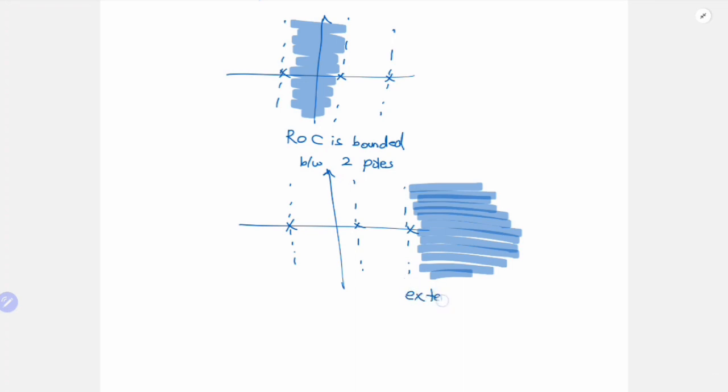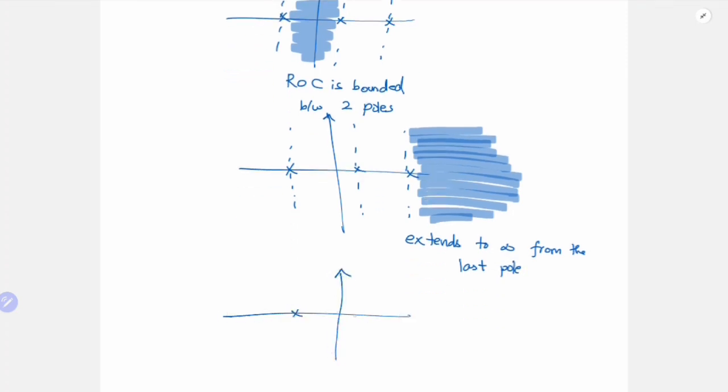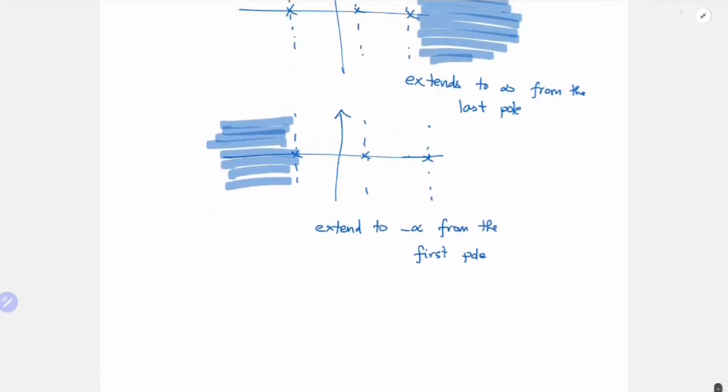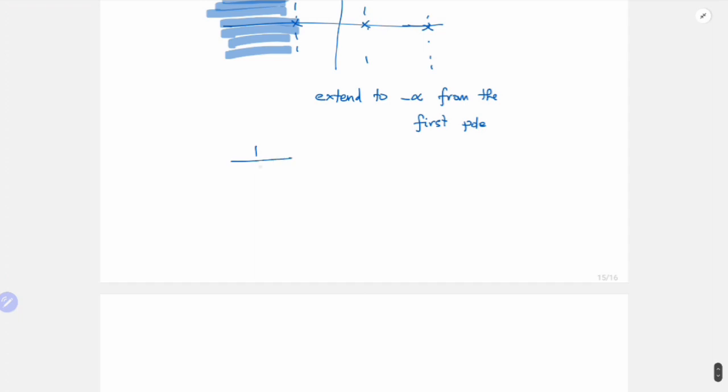So it extends to infinity from the last pole, or it can also extend to minus infinity, where the first pole is considered. Again, by the same logic, it cannot start from anywhere here, because then it will include the poles as well. So it extends to minus infinity from the first pole. So why does this come about? Let's say each pole is represented by some signal, right? Some signal.